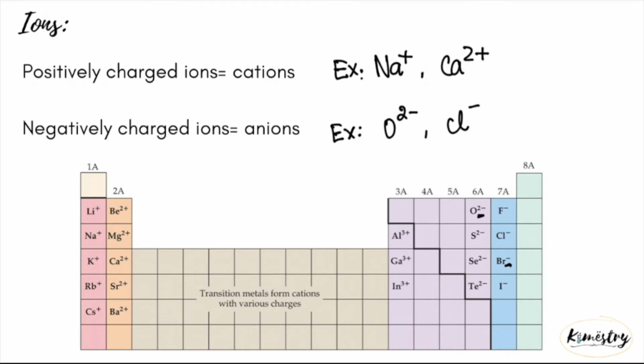For transition metals, the charge will differ because some of them can form plus 1 or plus 2, and then plus 2 or plus 3. It depends. Another thing I want to mention is the number of electrons in an ion. The number of electrons is equal to the number of protons minus the charge. I will do an example and talk about this more later in this video.